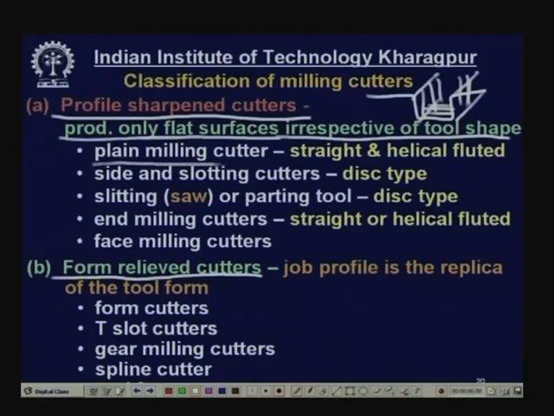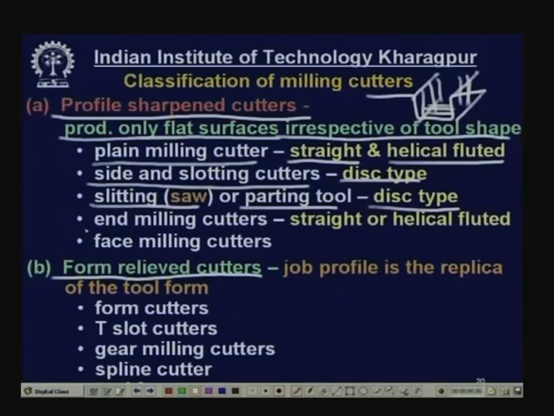Second, plain milling cutters, for example, can be straight fluted or helical fluted. The example will be given immediately next. Side and slot milling cutters are a disc type. Slitting saw or parting tool is also disc type. End milling cutters, straight fluted or helical fluted. Face milling cutters are large cutters, which are used for making flat surfaces in large jobs.